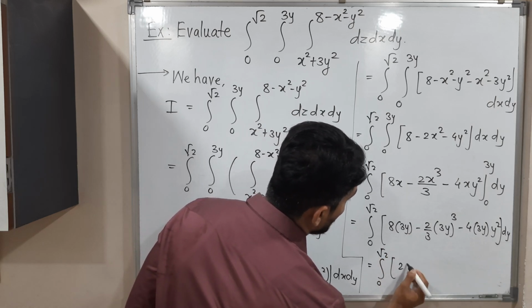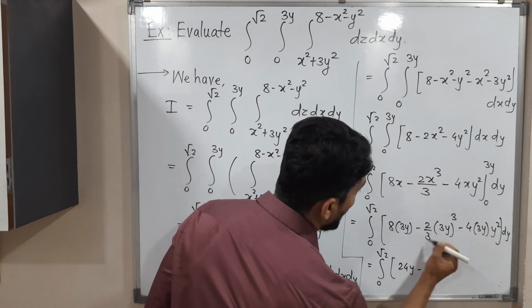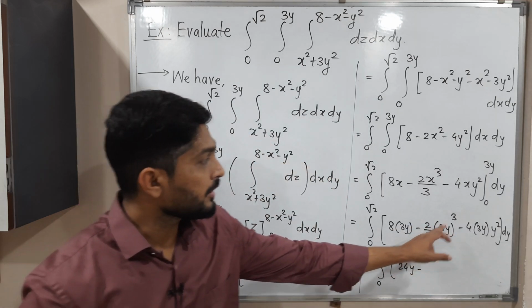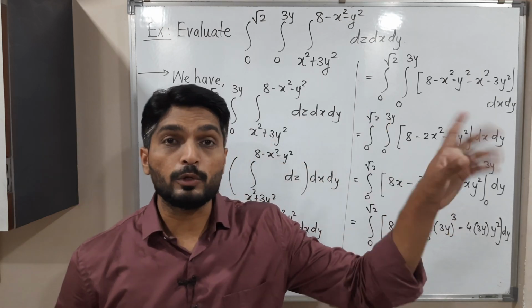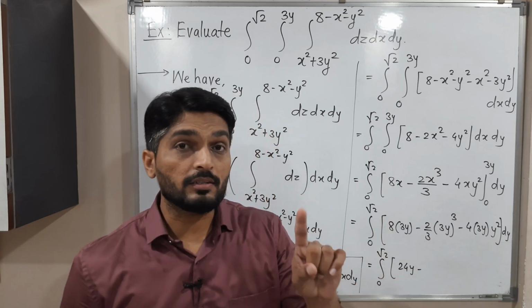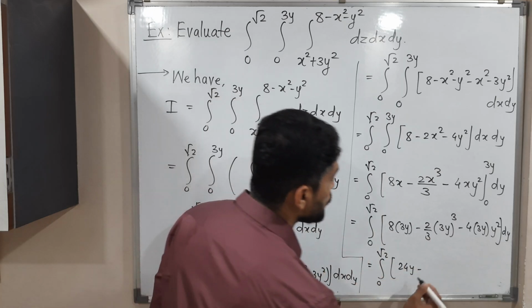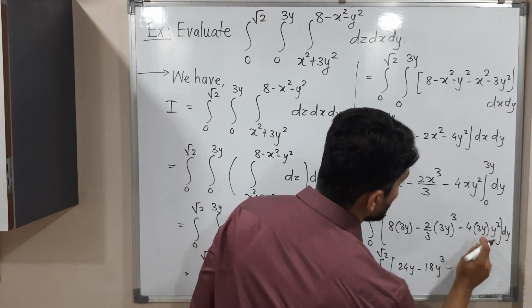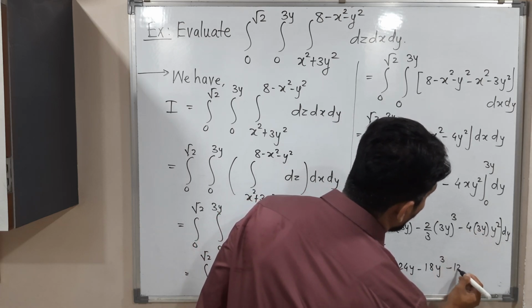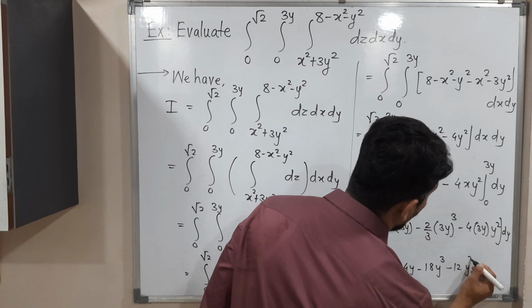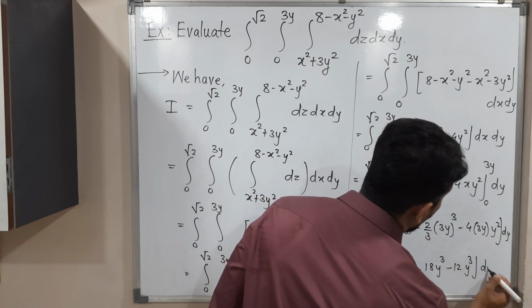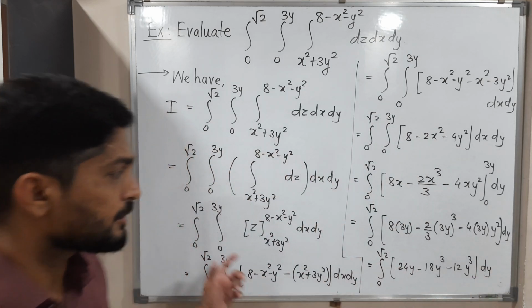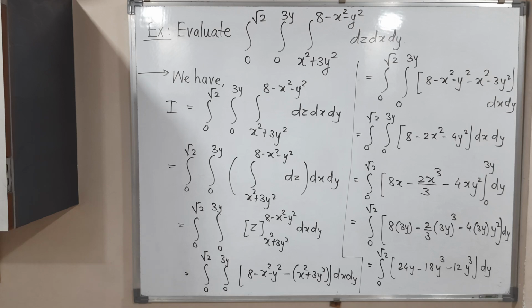8 3s are 24y, minus 1 3 will get cancelled. See, 3 cube is there. Cube means 3 into 3 into 3. 1 3 will get cancelled. 3 square, which is 9, into this 2, 18y cube minus 3 into 4, 12, y into y square, y cube dy. Okay, some more space is required. Just make a screenshot of it, then I will go further.